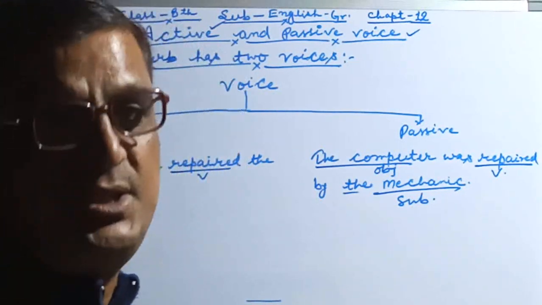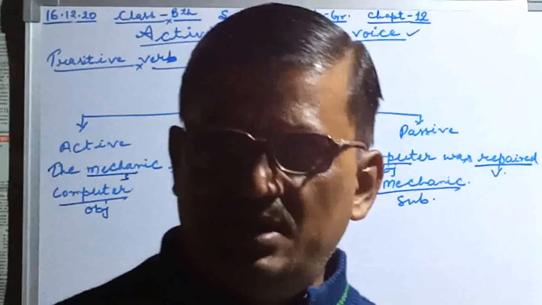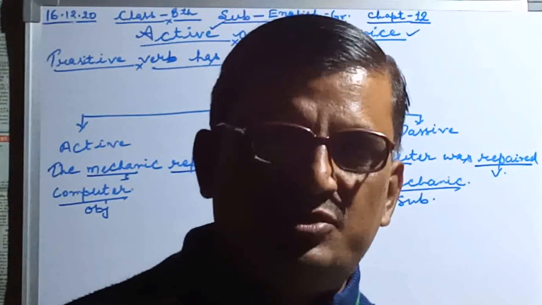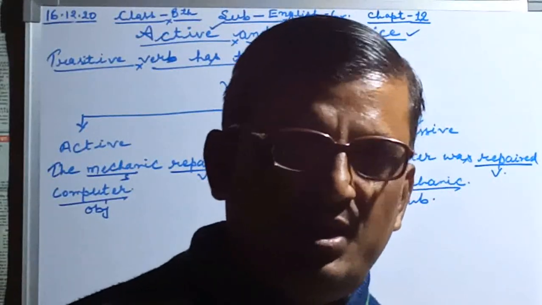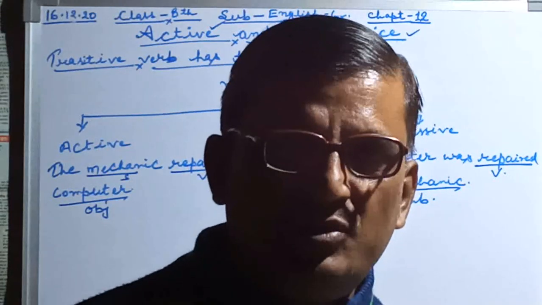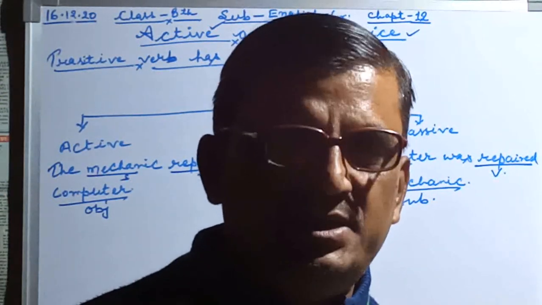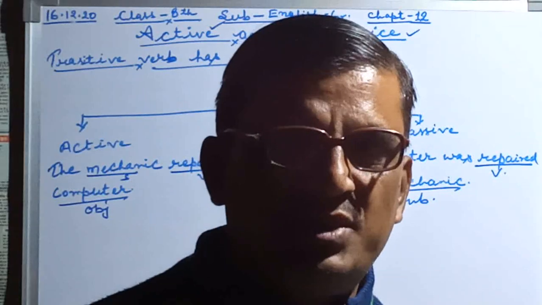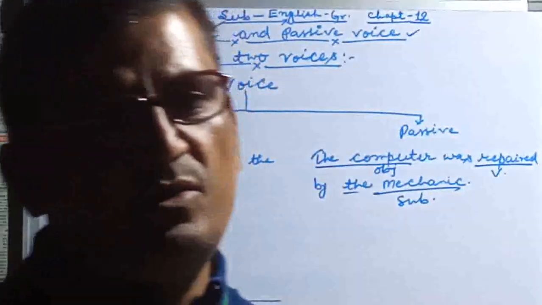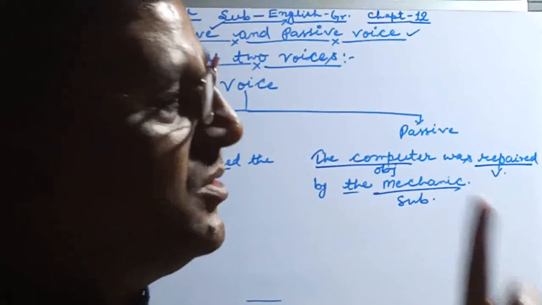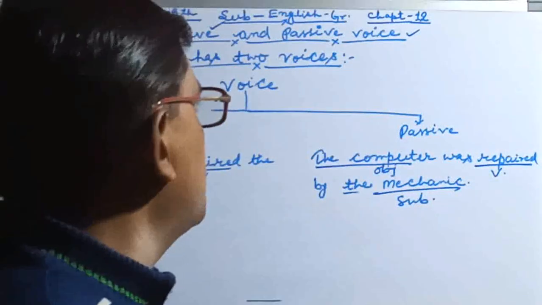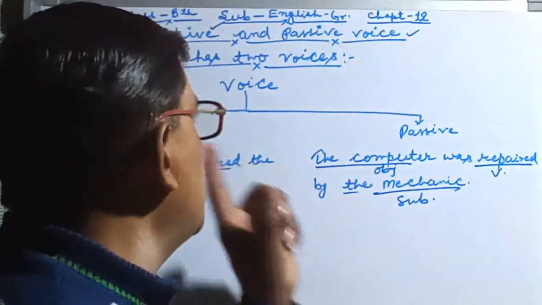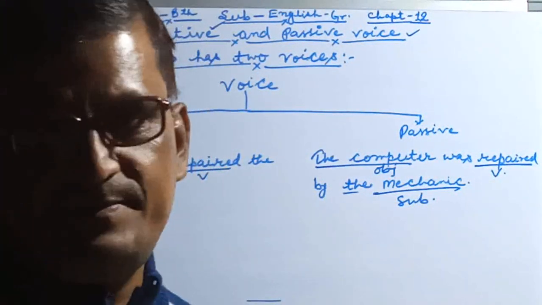What is voice? Voice means the sentence we speak out, the sound we speak out, is known as a voice. We know this one. This is called voice here. And voices are of two types: active voice and passive voice.